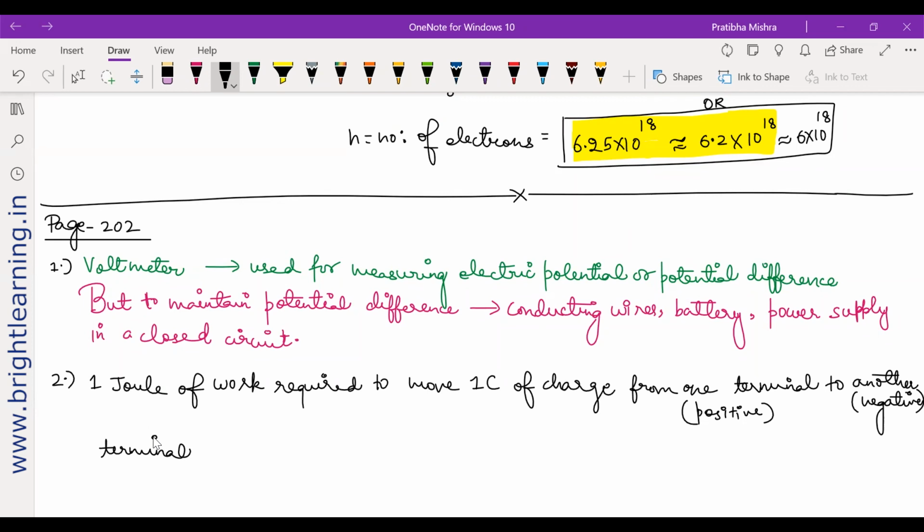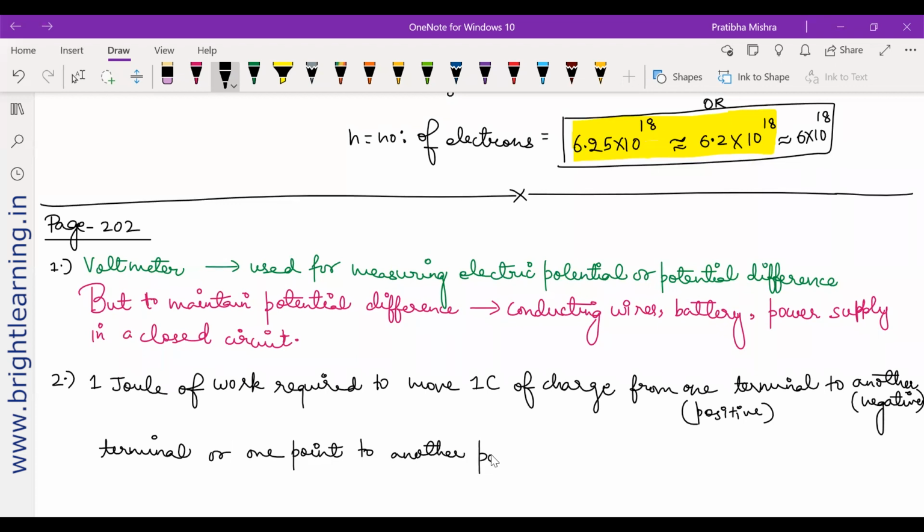Now this is your 1 volt. So this is how you define 1 volt. So 1 joule of work required to move 1 coulomb of charge from one terminal to another terminal or one point to other point. See, these are the various ways students can write answer.